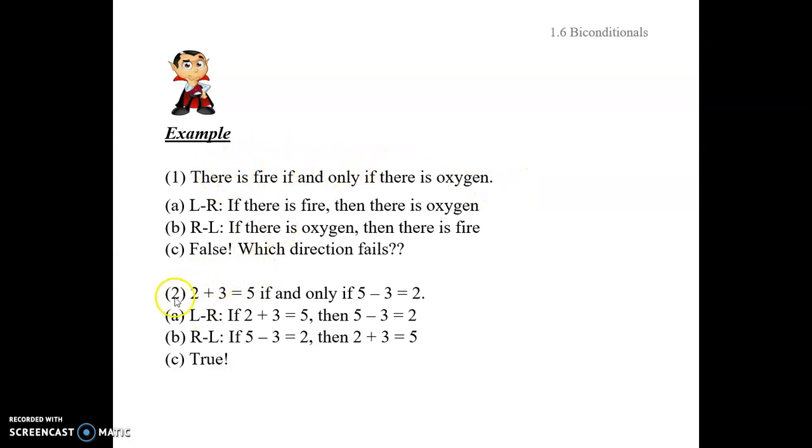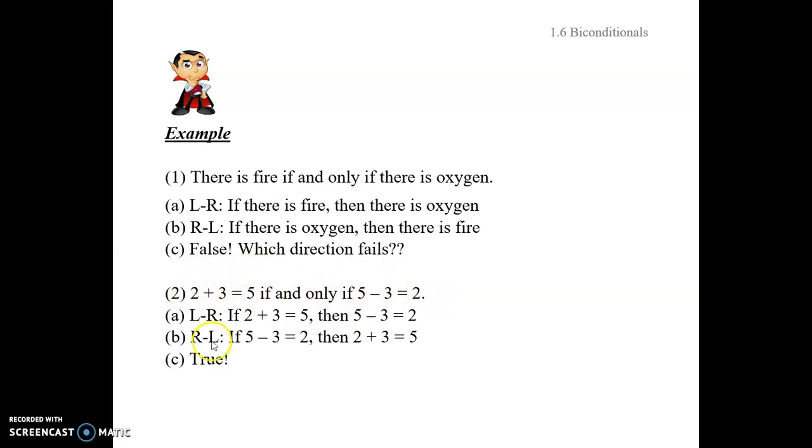Let's go ahead and look at our second example. 2 plus 3 is 5 if and only if 5 minus 3 is 2. This is going to have a left to right direction as well because it's a biconditional. So if 2 plus 3 is 5, then 5 minus 3 is 2. Similarly, the right to left direction is if this, then this, right? So if 5 minus 3 is 2, then 2 plus 3 is 5. And both of these are true, and therefore this is a true biconditional.